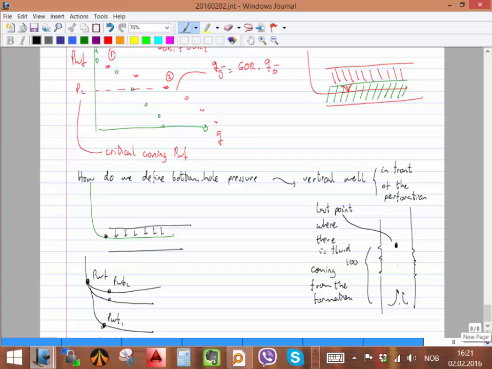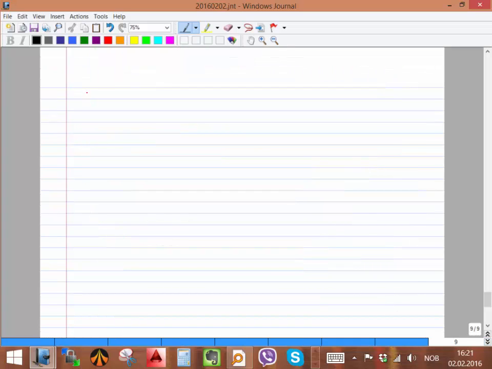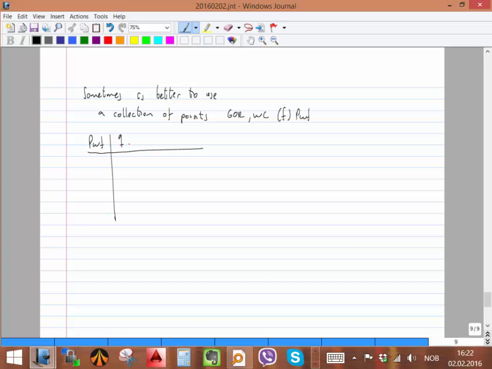Okay, so in those cases, for the most general case, we don't need to use an equation, but we just use the table, a collection of points. That's for the particular case where the GOR and the water cut are a function of the PWF, when they are changing for every point. For those cases, usually we just have a collection of points, and we will see in the simulators that you can have PWF, QG, QW.